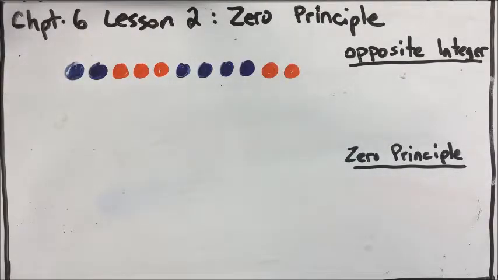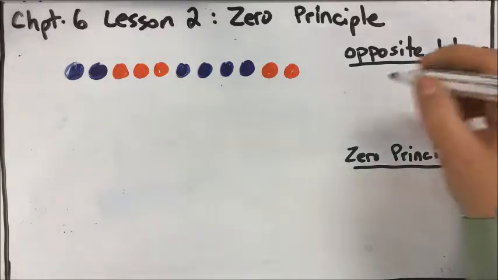Chapter 6, Lesson 2, the zero principle. So when adding integers, one method you can use is called the zero principle. Now, first thing we have to know is what is an opposite integer.